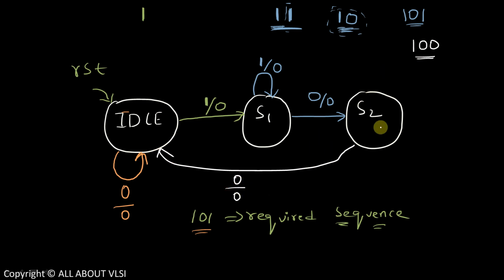Now, if I am in S2 state and I already have the sequence 1 0, and I get one more 1, then my sequence is matching. So definitely I can make my output 1. But to which state should I go?